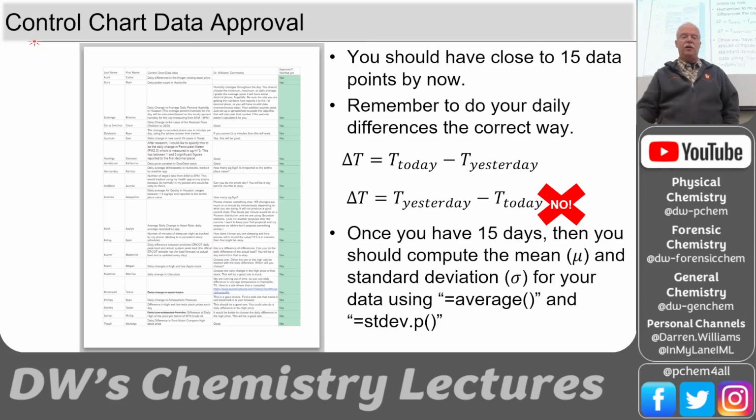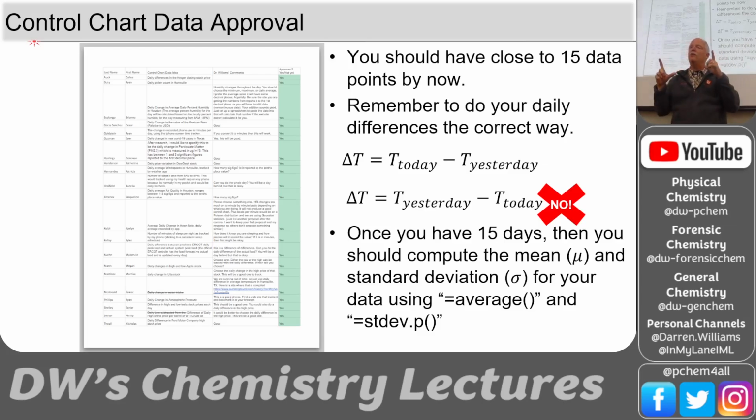So in terms of our 15 data points, we're not quite there yet. Everybody has some data points, but when you get to 15, remember to do your daily differences the correct way. And when you have 15 days, you're going to calculate the mean and the standard deviation. Now, one thing that is a bit confusing to folks is you don't recalculate the mean every day. You calculate the mean of the first 15 days, and then it's fixed the rest of the semester.